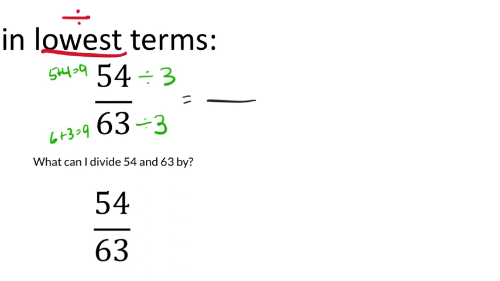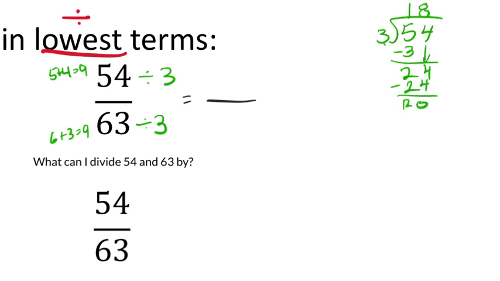Well, I can show the work, which I'll do here on the right. So I do 54 divided by 3. 3 goes into 5 once. 1 times 3 is 3. When I subtract, I get 2. Drop the 4. 3 goes into 24 8 times exactly. So nothing remaining there, meaning that since I've divided 54 by 3, I get 18.